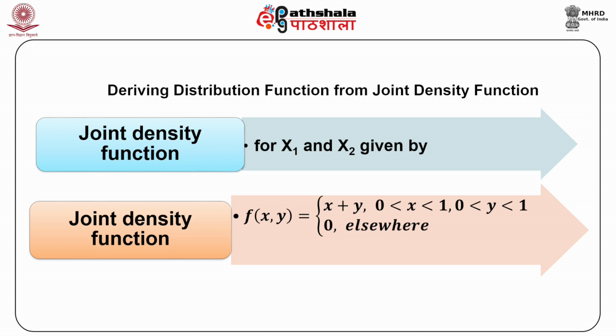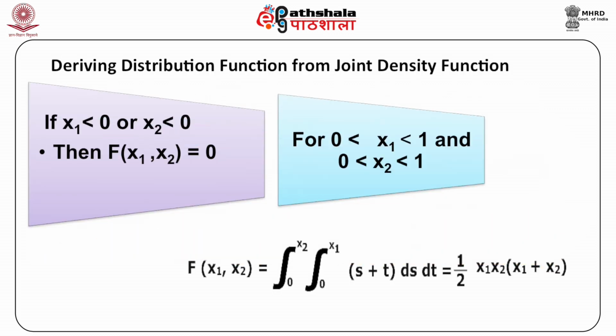We find the distribution function by integrating the joint intensity density. There are five different cases. If either x1 is less than 0 or x2 is less than 0, it follows that F(x1, x2) is equal to 0. Second, if x1 is greater than 0 and less than 1, and x2 is greater than 0 and less than 1, we get F(x1, x2) as a double integration.